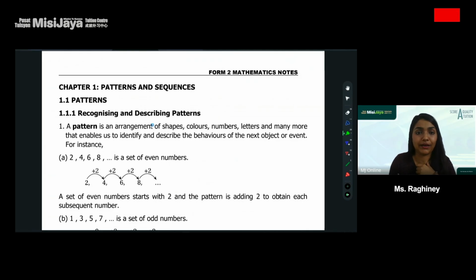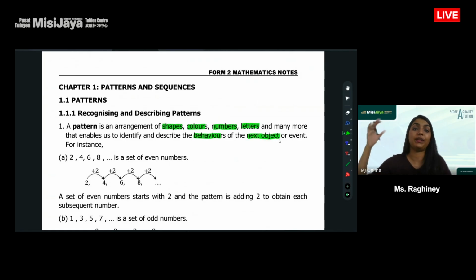Patterns is an arrangement. It's an arrangement of shapes, colors, numbers, letters, and many more. It enables us to identify and describe the behavior of the next object or event. So basically, when we have a pattern, we can predict what's going to happen next.